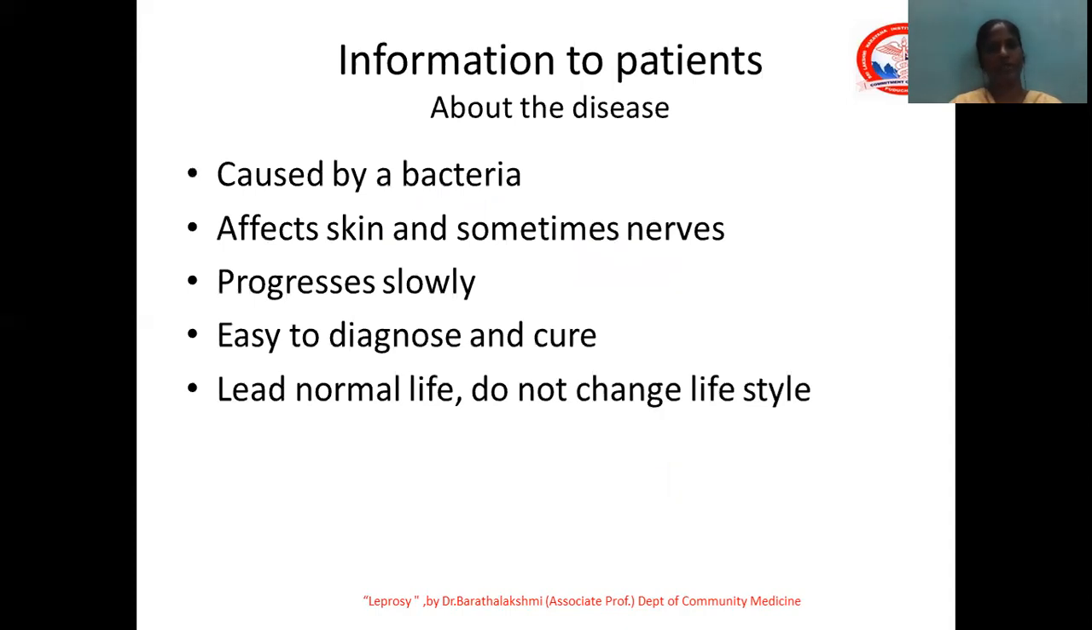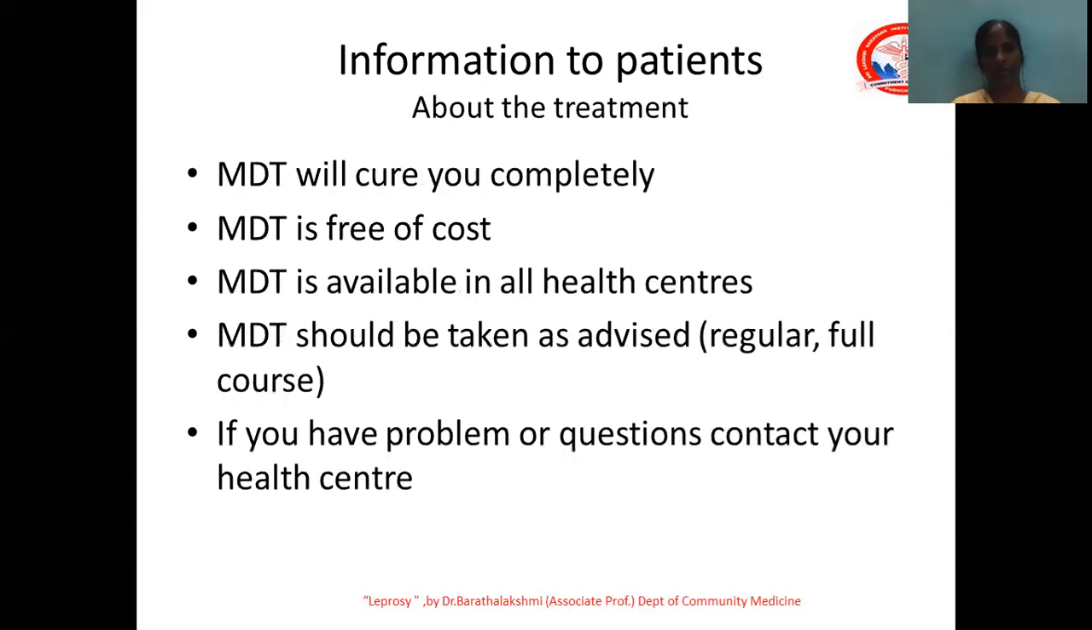So what are the informations to be shared with the patient about the disease? The agent, that it affects skin and nerves, and that the progression is slow. What about the diagnosis and cure? 100% cure rate, and they can lead a normal life. They need not change their lifestyle, and it is not going to leave any disability if the diagnosis is made early and treatment is given appropriately. MDT will cure the patient completely, and it is given free of cost by the government, available in all the health centers, and it should be taken as advised. This is very important.